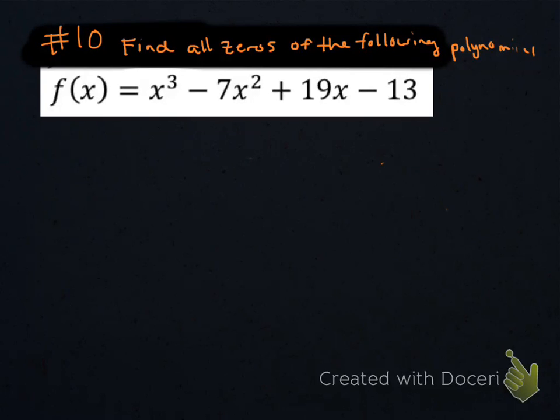So in number 10, we're trying to find all of the zeros of this polynomial. So first, let's figure out what some of our possible zeros would be. We know that we can find possible zeros by the factors of the constant term divided by the factors of the leading coefficient. Since our leading coefficient is just 1, those would all have to be divided by 1. So we will just use the factors of our constant term, plus or minus 1 and plus or minus 13.